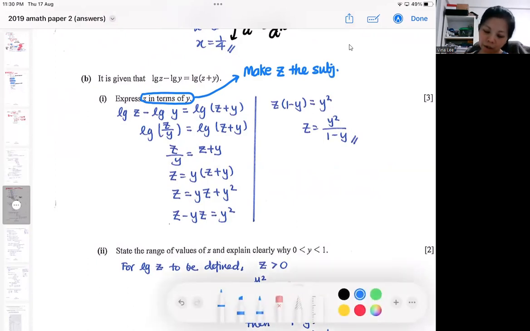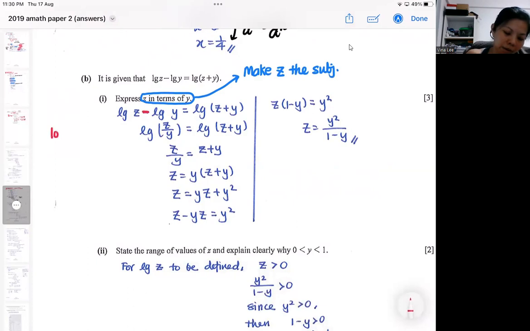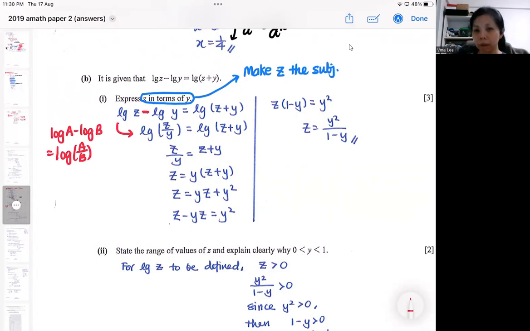The first step that I did was I applied a logarithm rule. If you still remember, you should be able to execute this rule by now. Log minus log will become a fraction. So I'm applying this rule from here to here. After that, I got a log on the left and a log on the right. That allows me to compare the log on both sides.